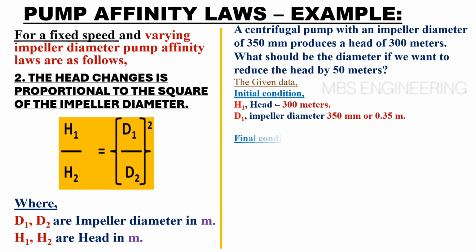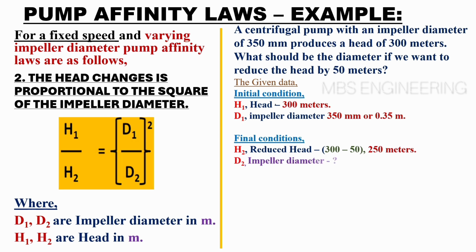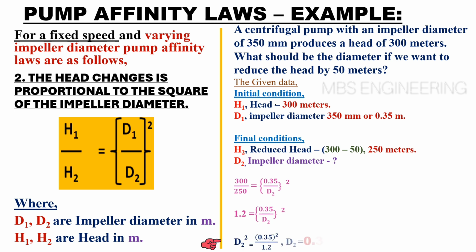Next, the final conditions for the pump are as follows. H2 is the reduced head, which means 300 minus 50, and the obtained value is 250 meters. We need to calculate D2, which is the diameter of the pump impeller. Next, we will apply the provided data in the given formula to calculate D2. Please refer to the step-by-step calculations. Finally, we have determined that the pump impeller diameter D2 is 0.3195 meters, or 319.5 millimeters.